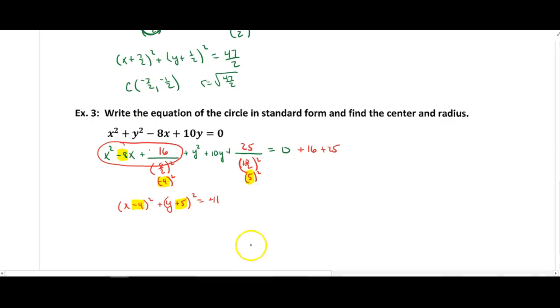Okay, so now once I have this, my center is at the opposite of -4 is 4, the opposite of 5 is -5, and the radius would be the square root of 41. And we are done.